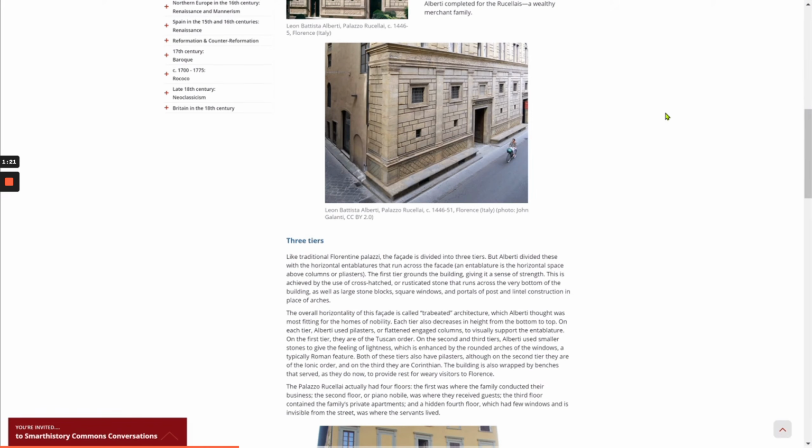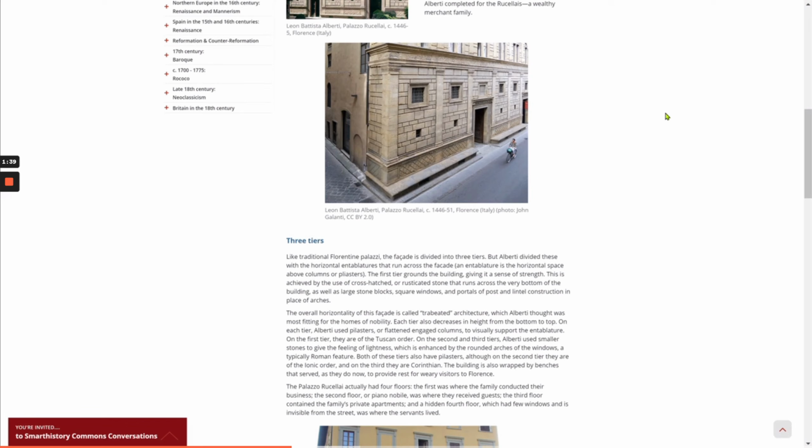The overall horizontality of this facade is called trabeated architecture, which Alberti thought was most fitting for the homes of nobility. Each tier also decreases in height from bottom to top. On each tier, Alberti used pilasters, or flattened engaged columns, to visually support the entablature. On the first tier, they are of the Tuscan order.